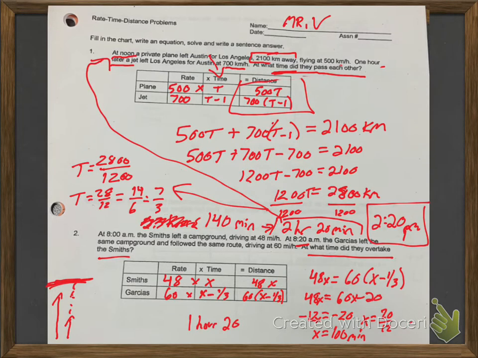No, sorry, not 20. Yeah, 1 hour, 40 minutes. So then I go back to, they left at 8 a.m., right? So then I'm going to add an hour and 40 minutes to 8 a.m., and that's going to give you 9:40 a.m.